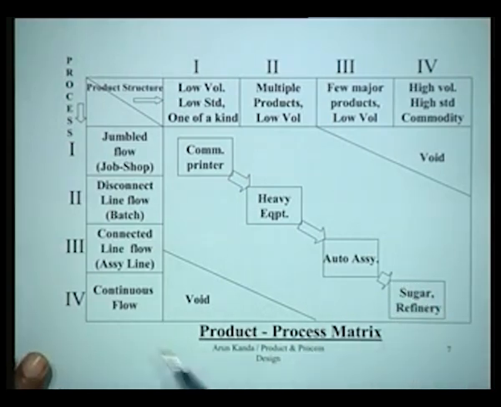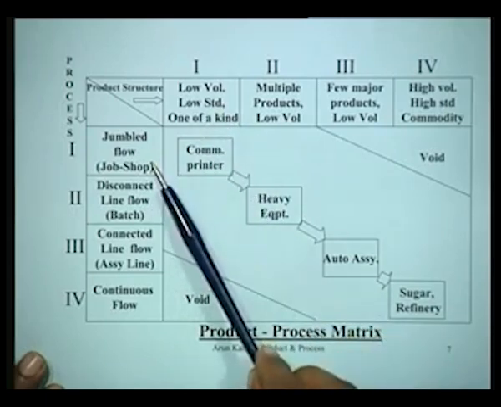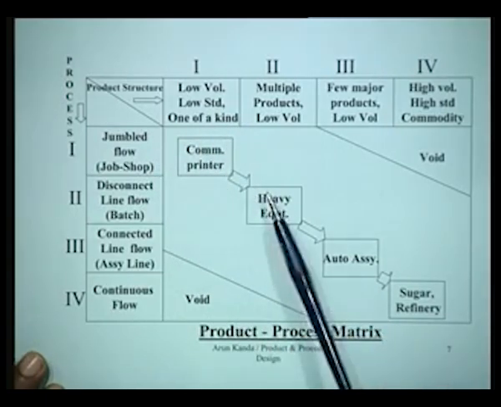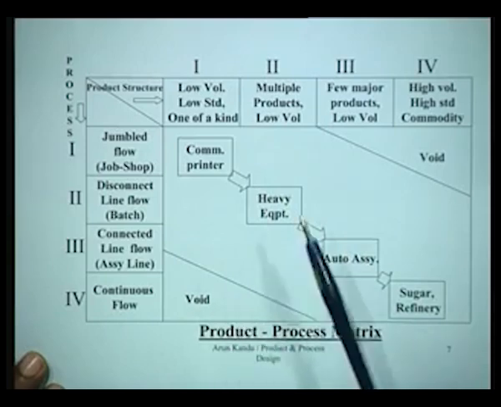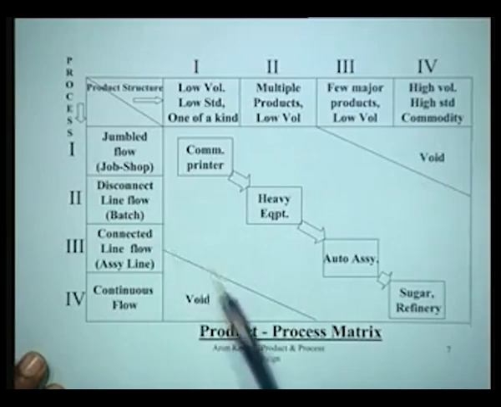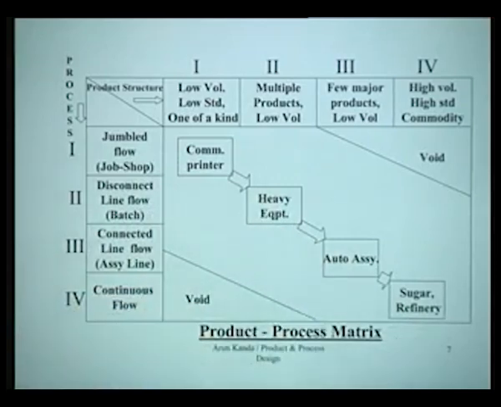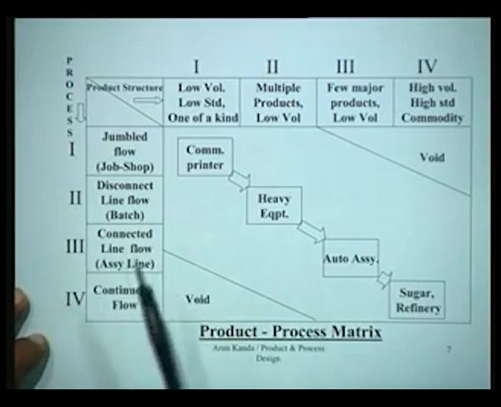So this matrix is called the product process matrix, which shows that there is an intimate relationship between the kind of product you want to make and what stage it is, and the kind of processes you have to adopt. And you typically find that in this region there is nothing, it is a void. Similarly, this region is a void, and normally all companies tend to grow from here to here to here to here, and that is how the product process matrix identifies how the evolution in the processes takes place as companies tend to mature.